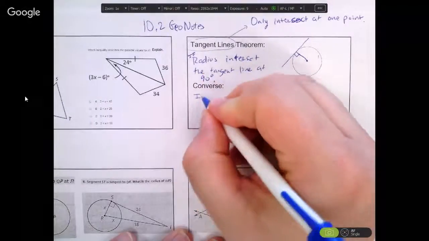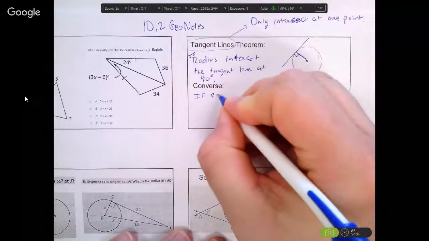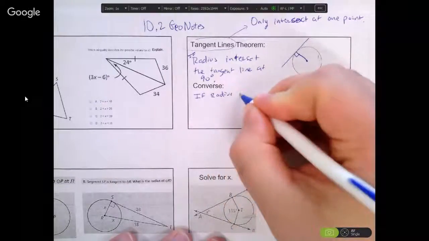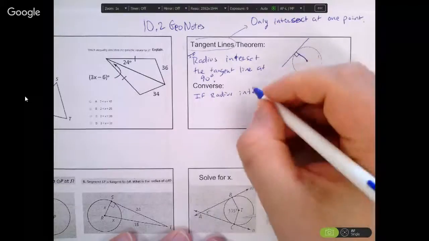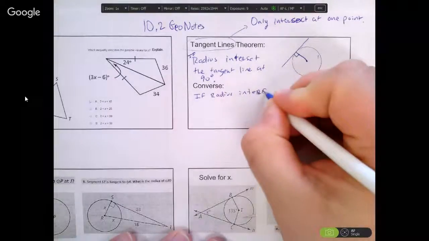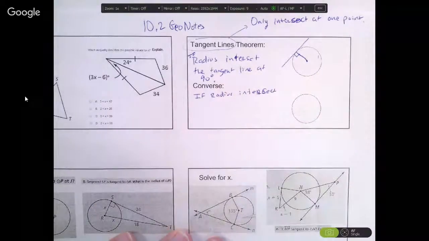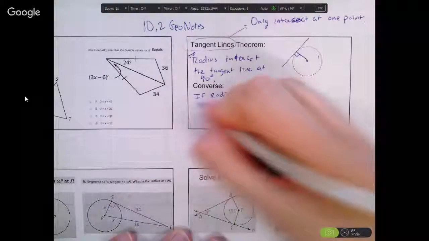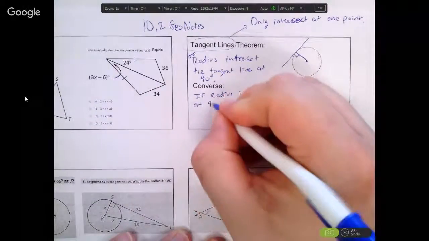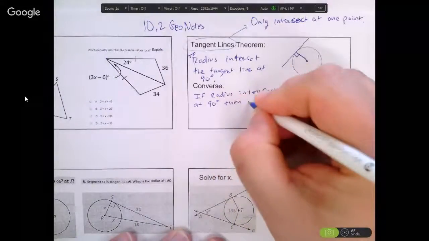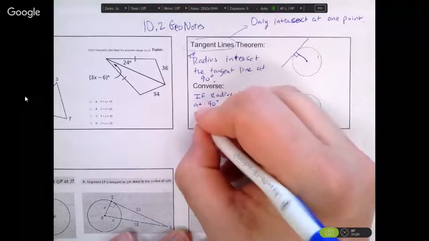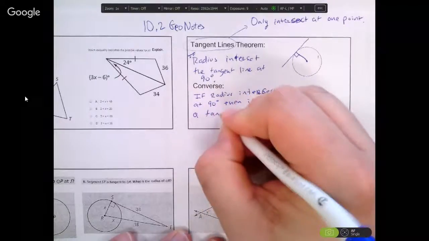if radius intersects, oh my gosh, I cannot spell today. If radius intersects at 90 degrees, then it's a tangent line. Oh, shoot. Not that far.